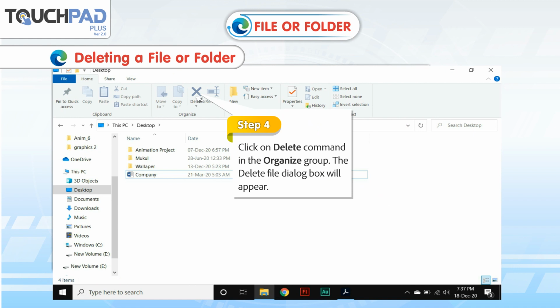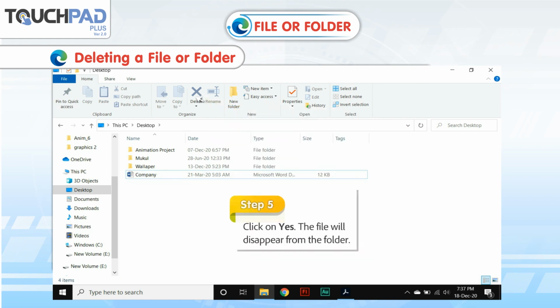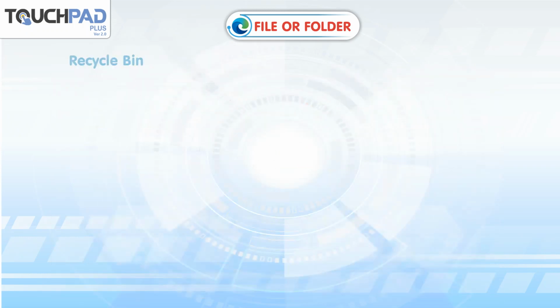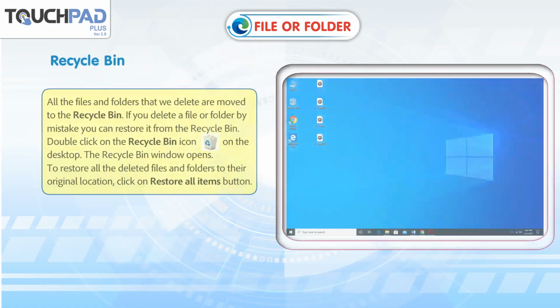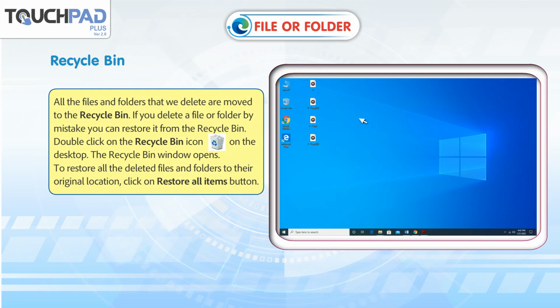The Delete File dialog box will appear. Step 5. Click on Yes. The file will disappear from the folder. Recycle Bin. All the files and folders that we delete are moved to the Recycle Bin. If you delete a file or folder by mistake, you can restore it from the Recycle Bin.